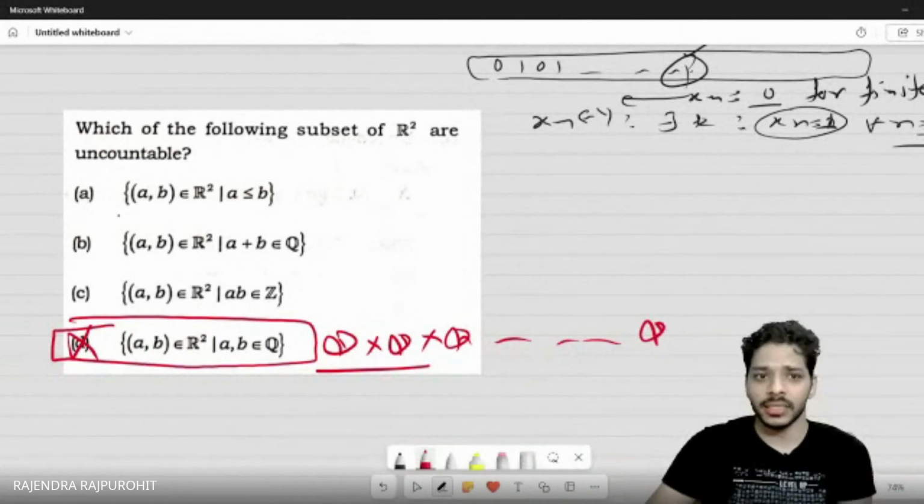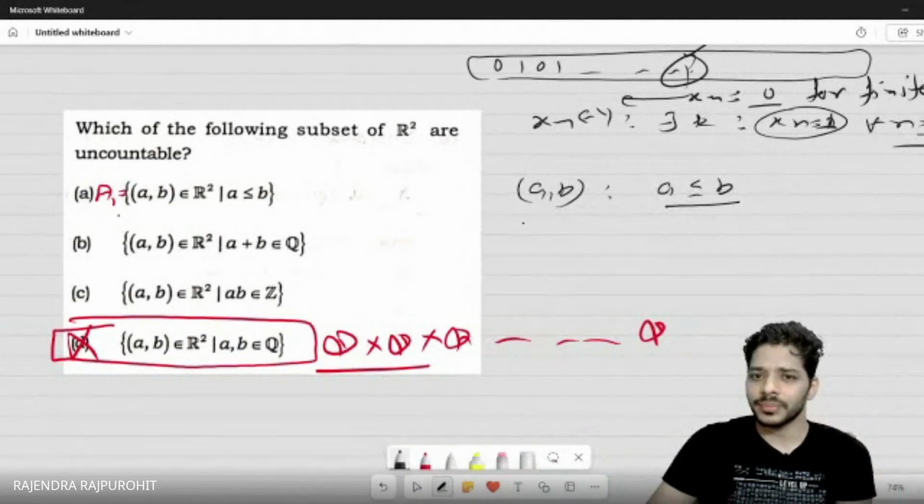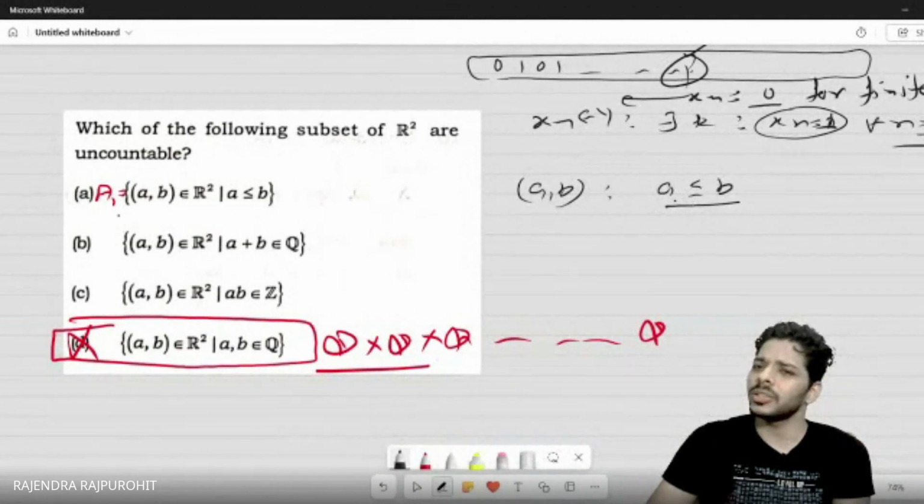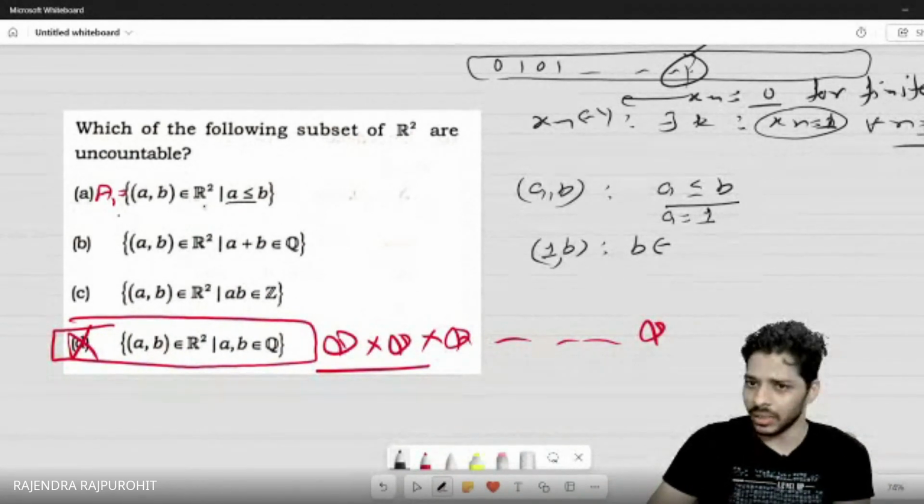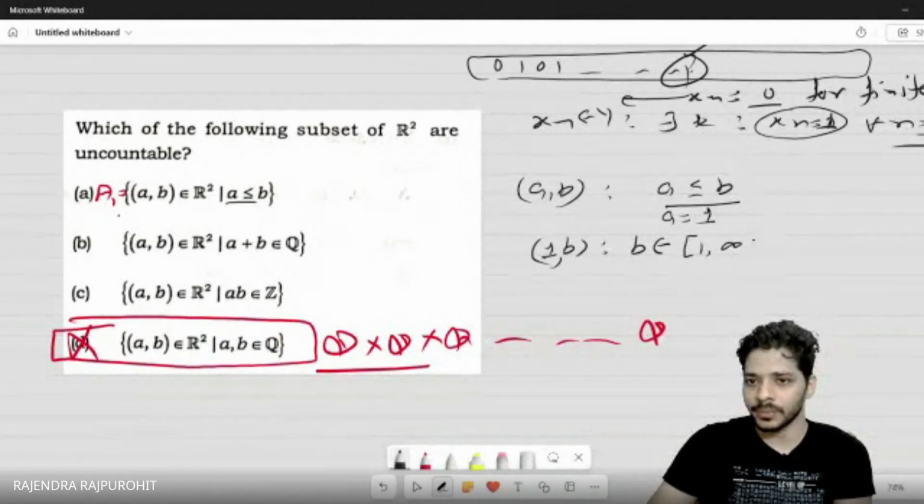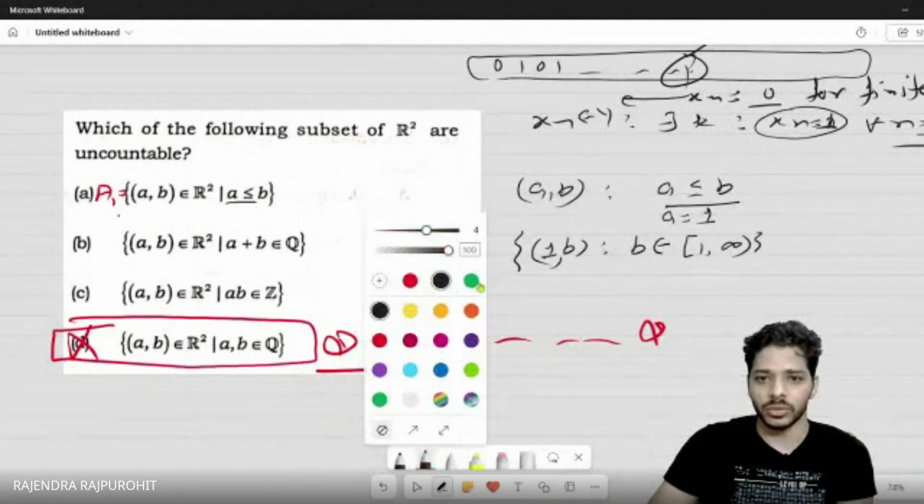Let's look at A, B, and C. If I look at A and want to show that it is uncountable, I need to show that there is an uncountable subset. Let's call it A1. Now I'll make an uncountable subset in this one. I need A and B such that A is less than or equal to B. What I can do is fix one of them. Let's fix A to be 1. Then I get 1 comma B, and B must be greater than or equal to 1. That means B belongs to R with B greater than or equal to A, so B belongs to 1 to infinity. This is my set. Let's call it S1.